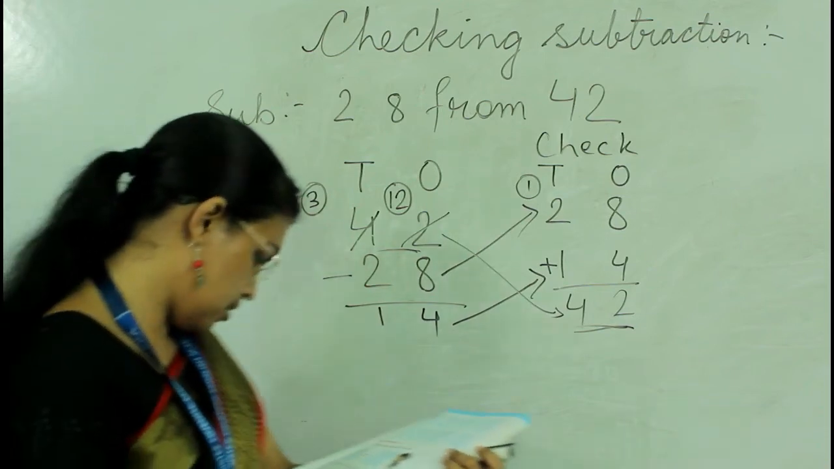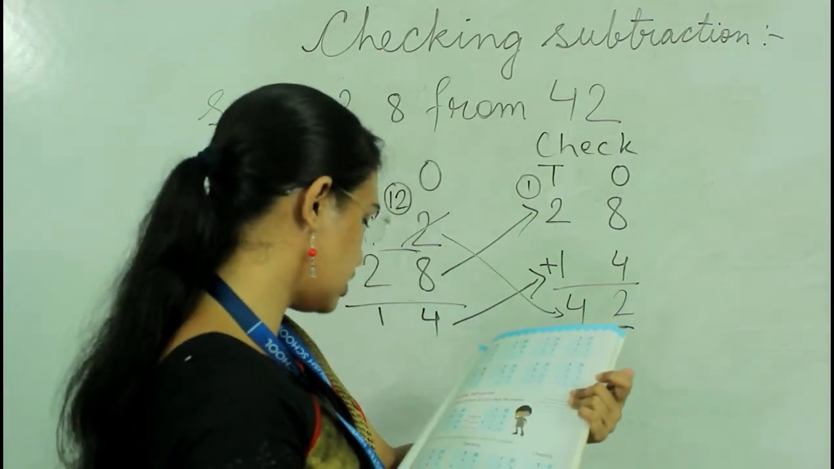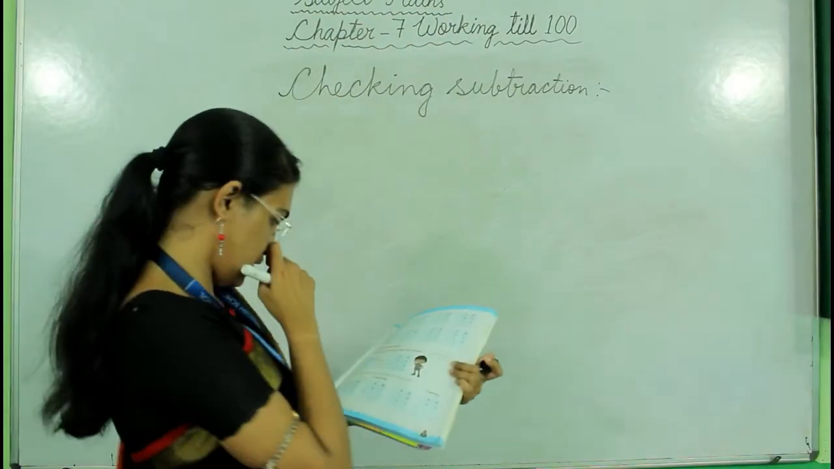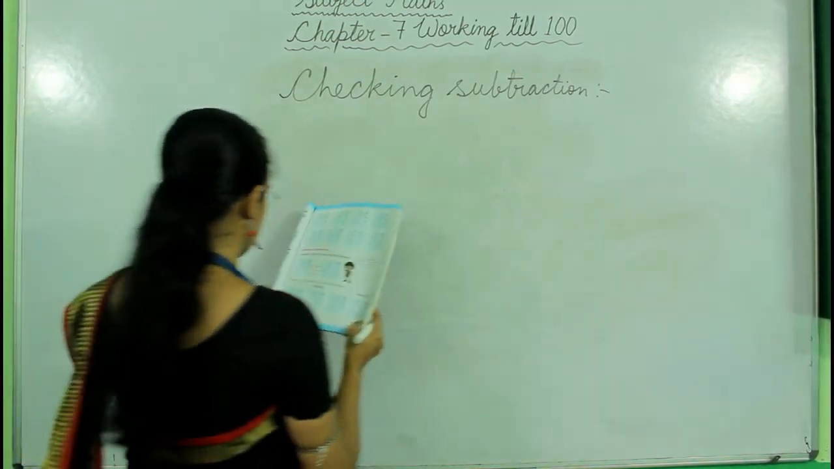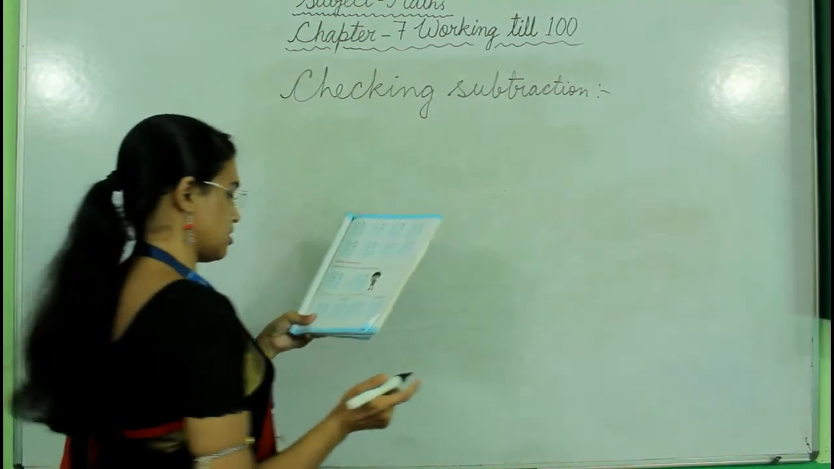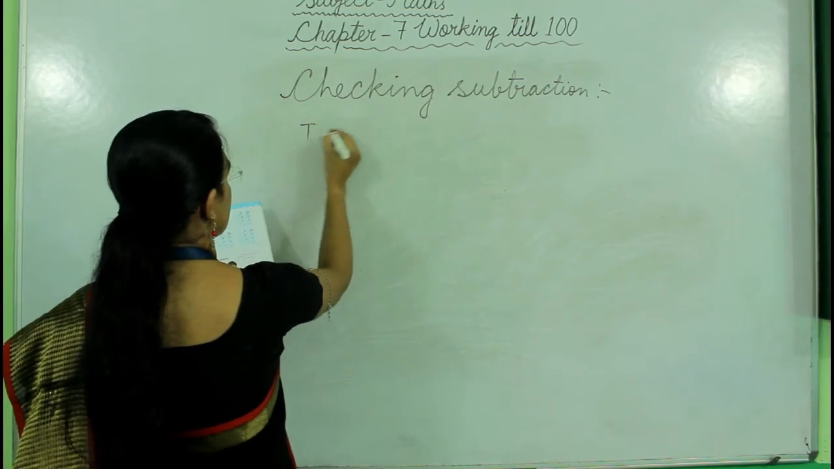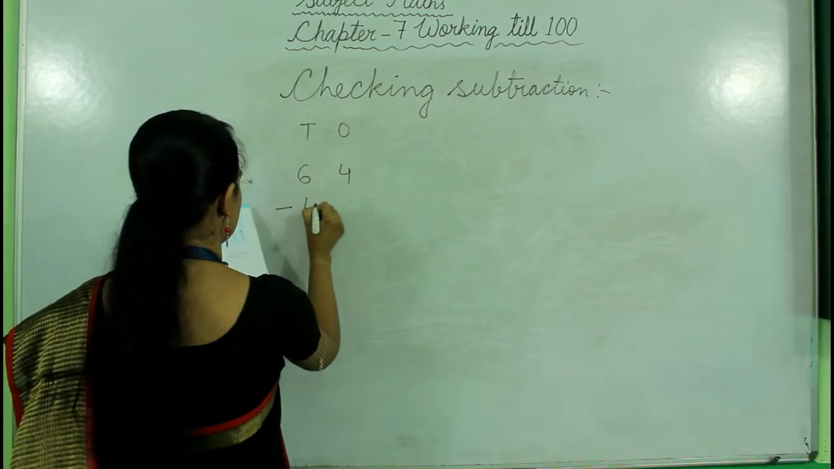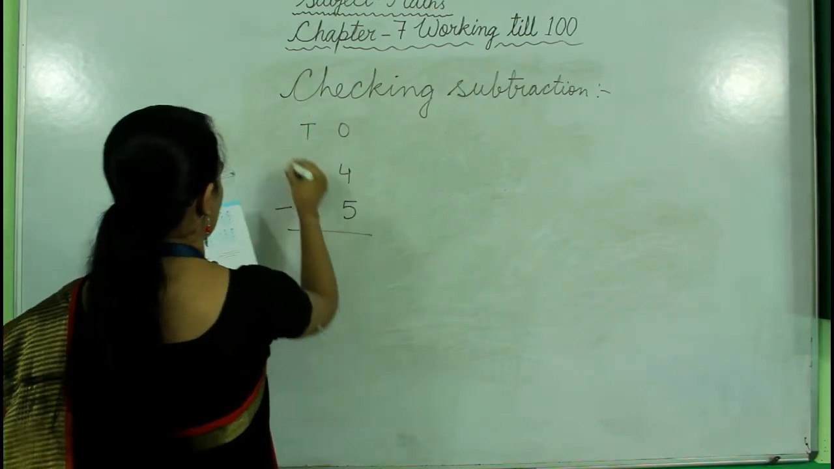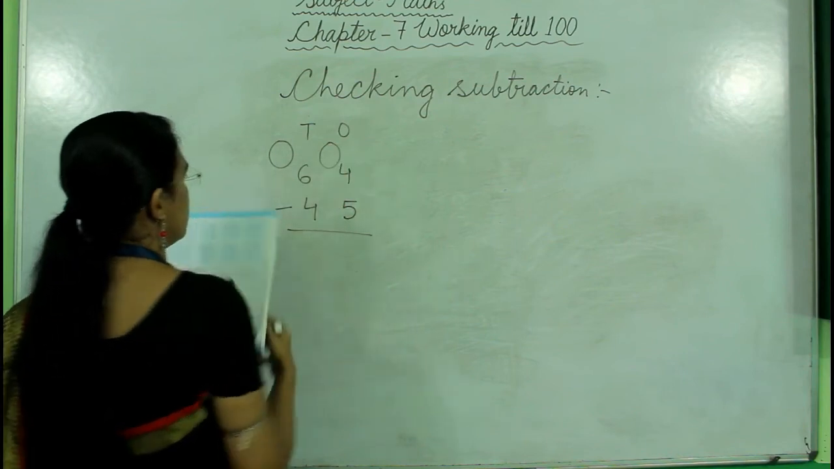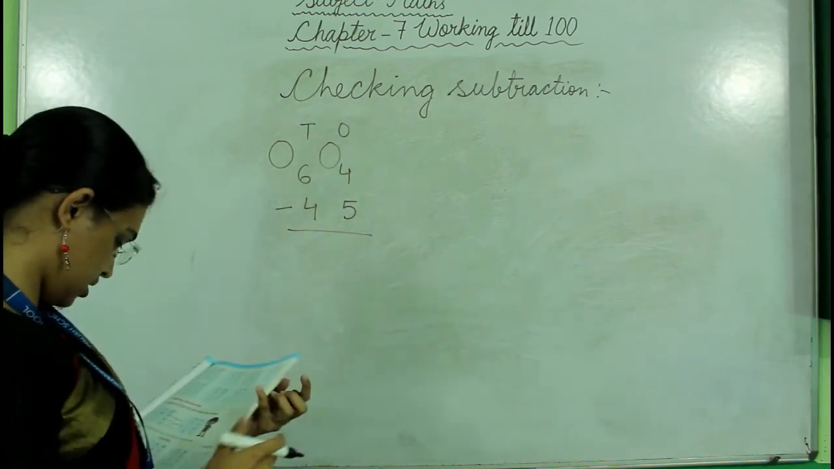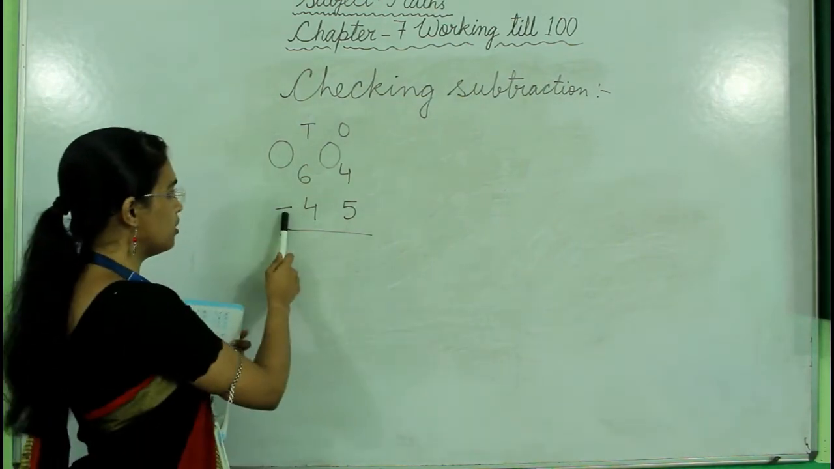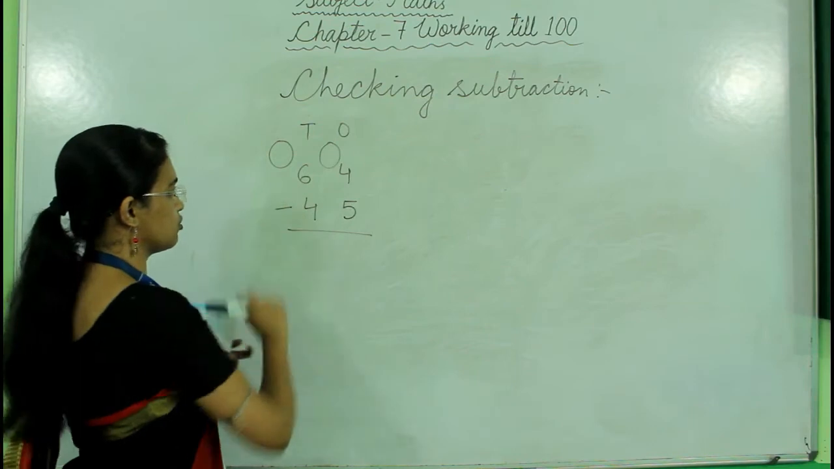Okay. Now we will do the exercise. Now we will do another question. Subtract the numbers and check the answer. Our first question is 64 minus 45. We have to subtract this one.